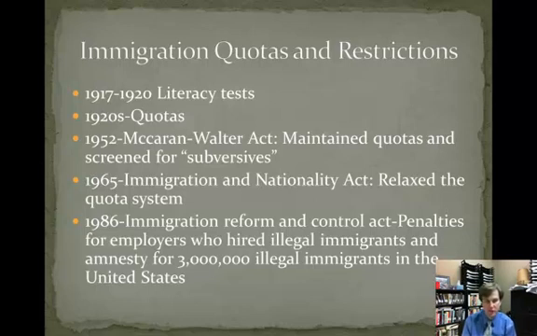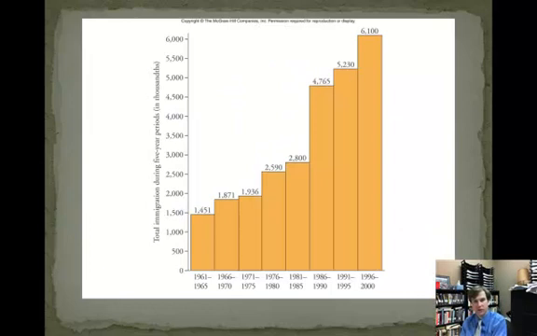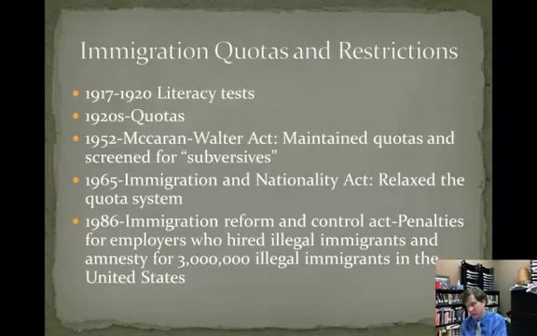In 1952, you get the McCarran-Walter Act, which maintained quotas and screened for subversives. What they're looking for here are communists. And then in 1965, you get the Immigration and Nationality Act, which relaxed the quota system. So now you see a general relaxation of immigration, which you can see on this last chart. If I go back to here, you can see 1965. This is why you start seeing tremendous growth in immigration numbers.